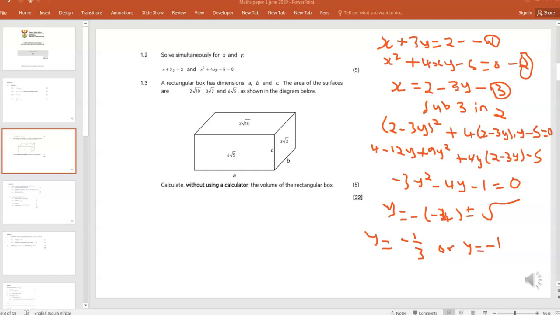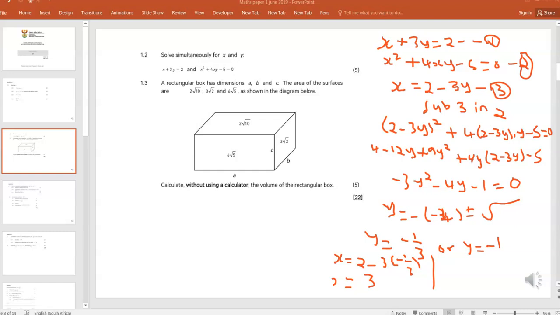Then remember, once you get these two, it's better to put them in number 3, so that we can get the corresponding x values for each. Remember, number 3 was already simplified, because it was already x is equal to something. So wherever you see y, you're going to put this. So it will be 2 minus 3 times negative 1 over 3. Let's see what x value this is going to give us. The answer is 3. So x is equal to 3.